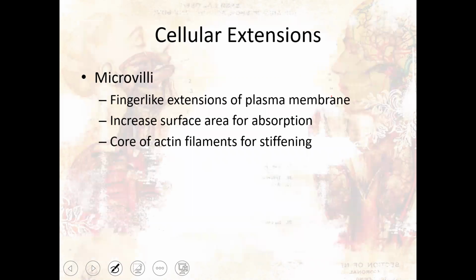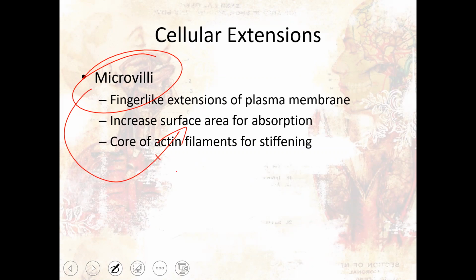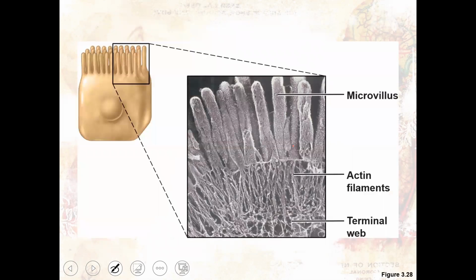Other extensions include microvilli. Now, where cilia and flagella move, microvilli aren't there for movement. Microvilli are extensions of the plasma membrane to increase the surface area of the cell. Anytime you see microvilli, you need to associate that with surface area, and that surface area with absorption. The more surface area you have, the more you can absorb. So cells that are specialized for absorption are going to have microvilli. Here we see microvilli.